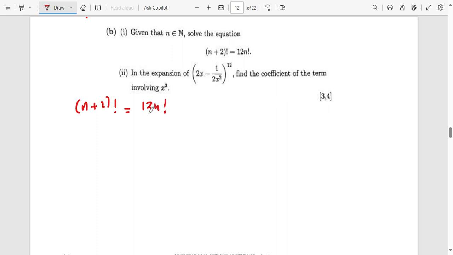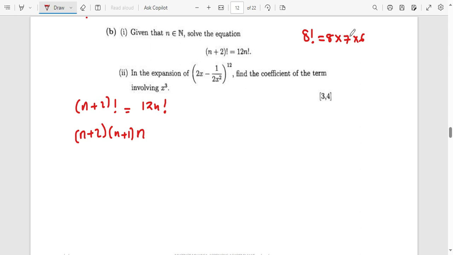We need to know the meaning of a factorial. Very, very important. If you have got 8 factorial, it means multiply 8 with the numbers below it. Starting with 8 itself, remove a 1 from 8 to give you 7. Remove a 1 from 7 gives you a 6. So that is the meaning of a factorial. So n plus 2 factorial means n plus 2. Remove a 1 from n plus 2, it will give you n plus 1. Remove a 1 from n plus 1, it will give you n. I can end at n.